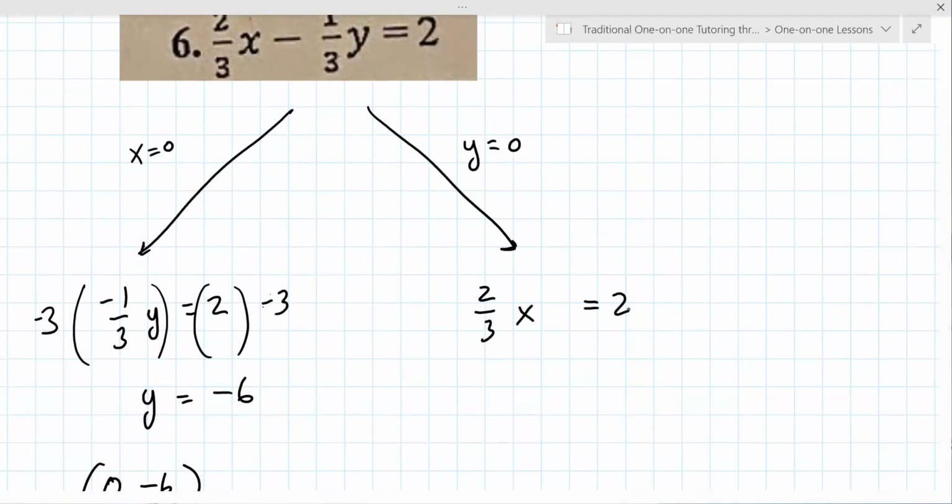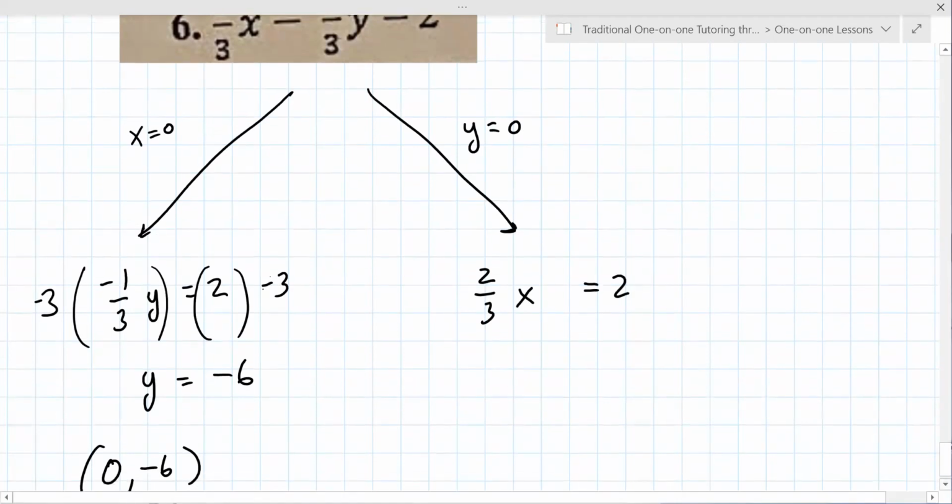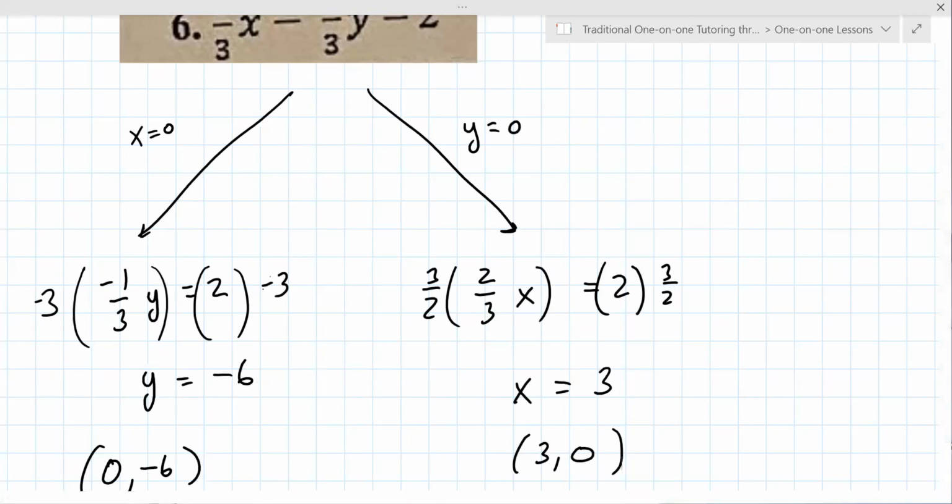So 3 over 2 divided by 3 over 2. Yep, good. So you multiply both sides by 3 over 2. X equals... it's better to divide before you multiply, but either way, you're going to get 3. So the ordered pair is (3, 0).